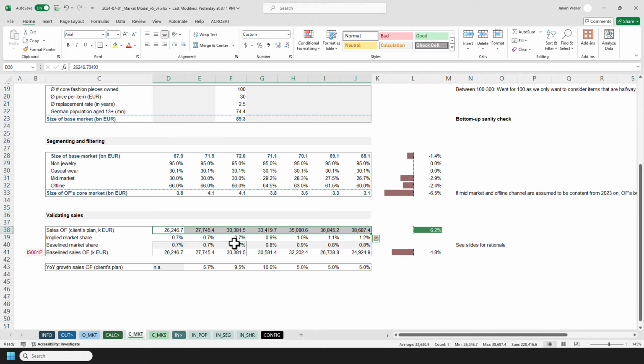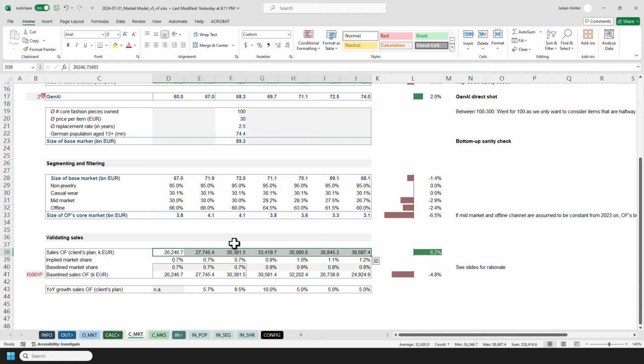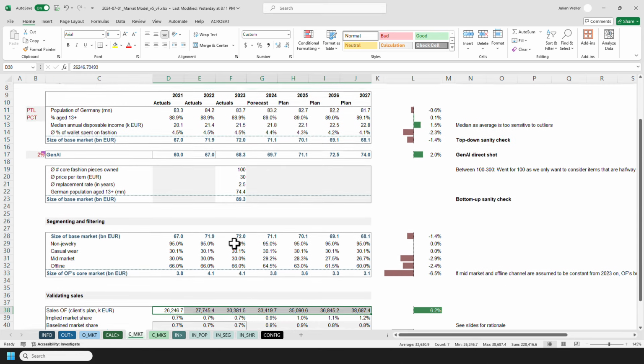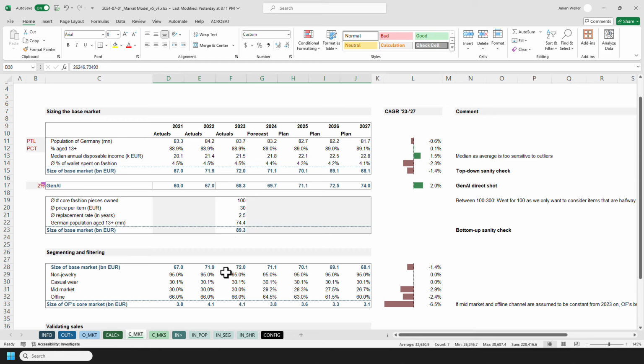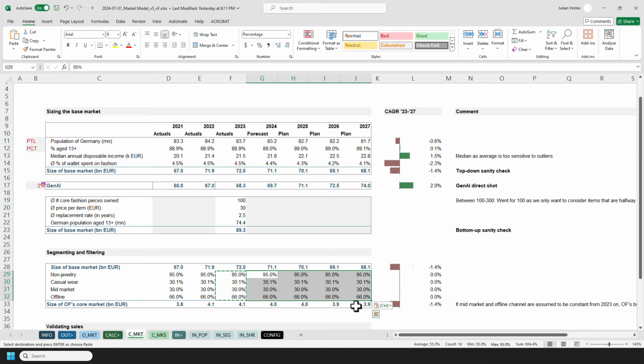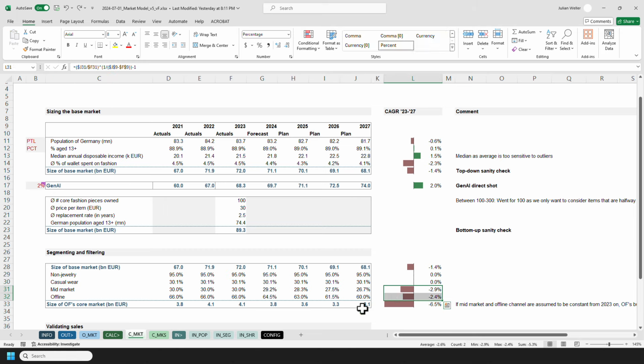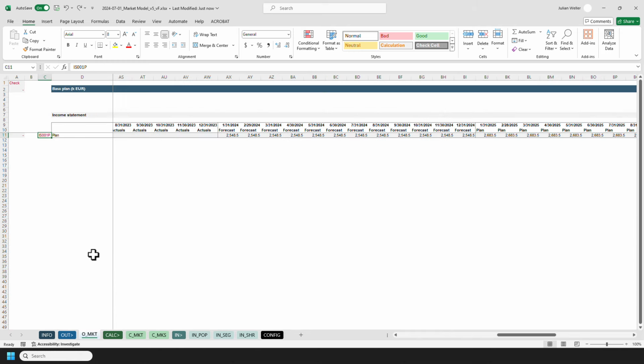Two more things that I want to point out here. Actually, what's really driving down the size of the core market is the declining share of the mid-market segment and the declining share of the offline channel. So here, if I just use these values and put them in here, you could see that here we would get 3.9 in 2027. But because of these two going down here significantly over time, we just get 3.1.